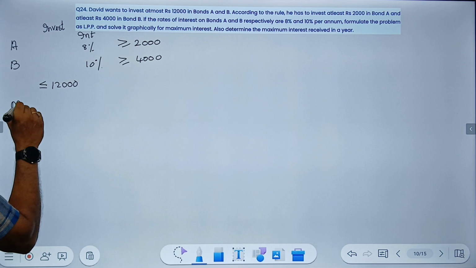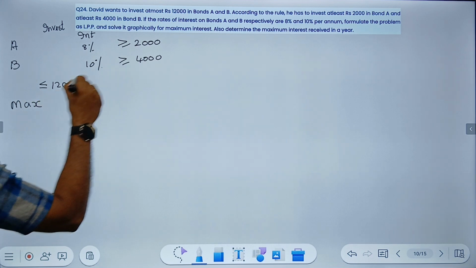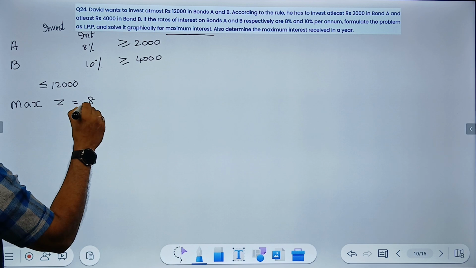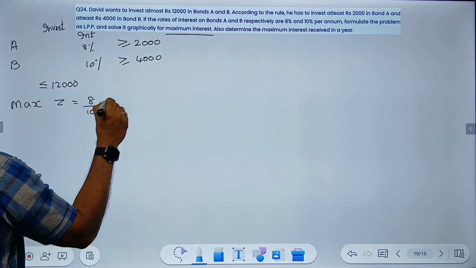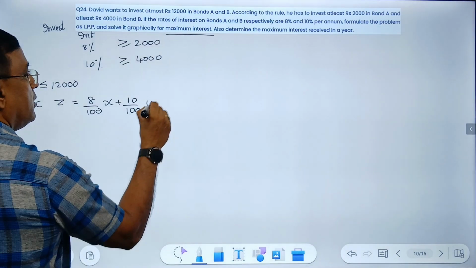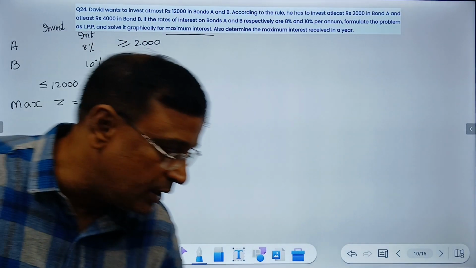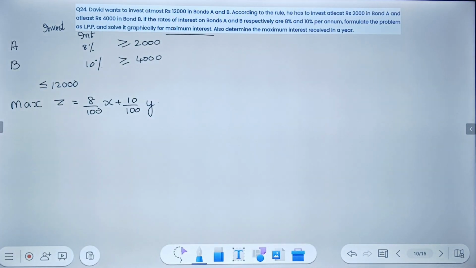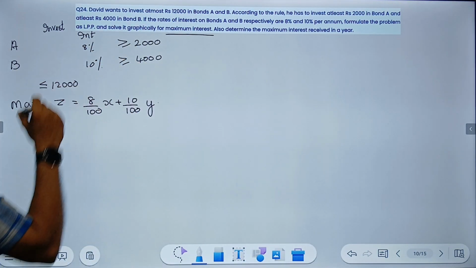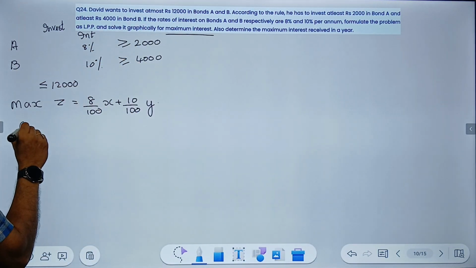So the question is to maximize what? Maximize the interest. So Z equal to 8 by 100x plus 10 by 100y. Correct? 8 by 100x plus 10 by 100y. Because you have to maximize the interest. The interest is 8% and 10%. Now, what are the constraints?